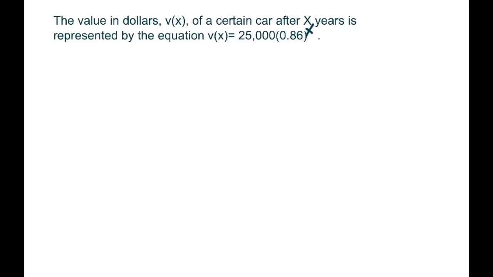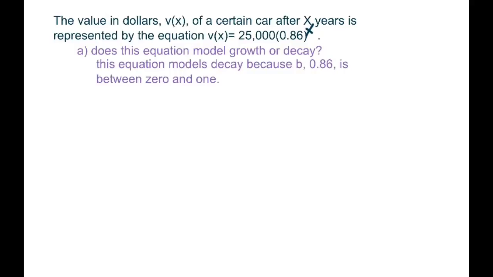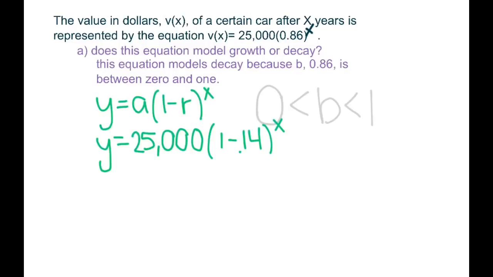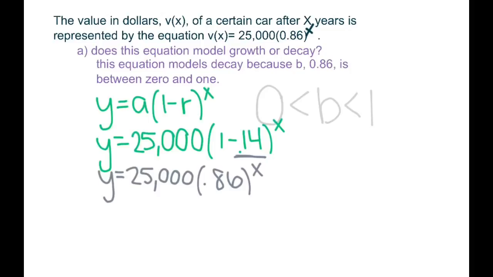The value in dollars v of x of a certain car after x years is represented by the equation v of x equals 25,000 times 0.86 to the power of x. Does this equation model growth or decay? This equation models decay because b is in between 0 and 1. The value of the car went down 14%, as you can tell from the 0.86.